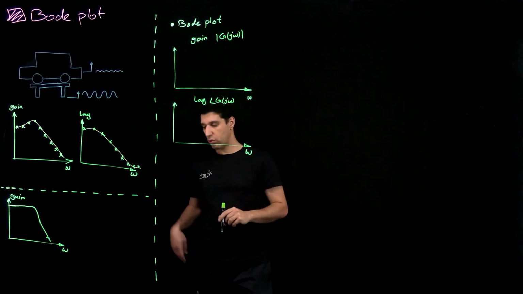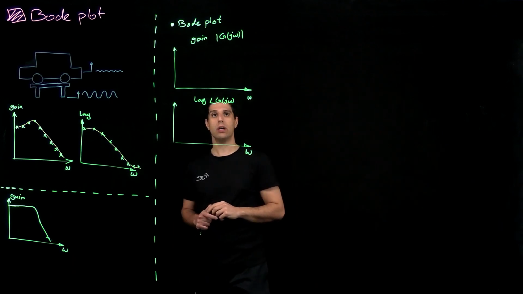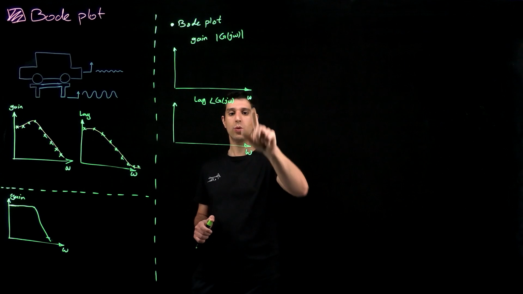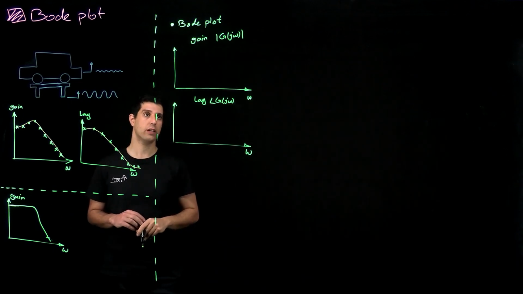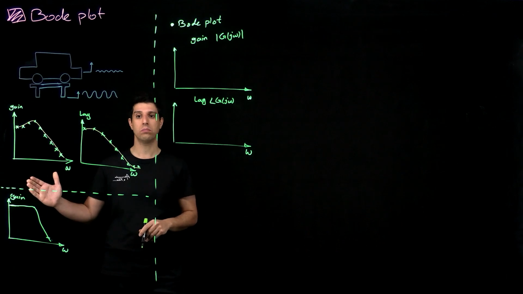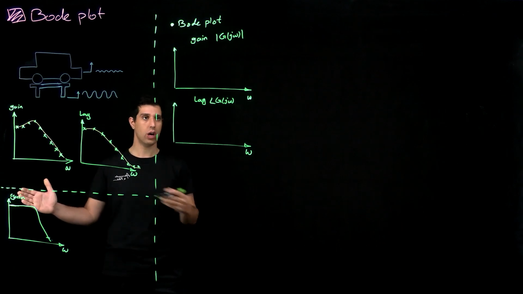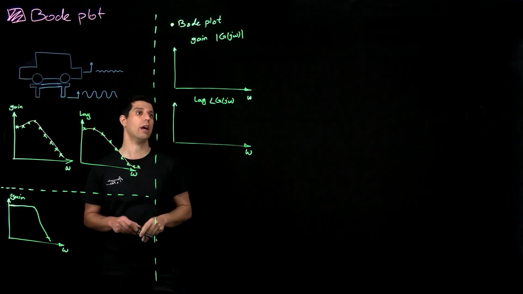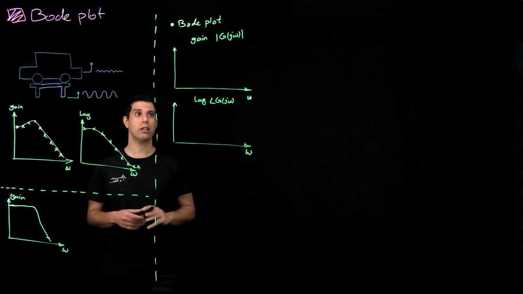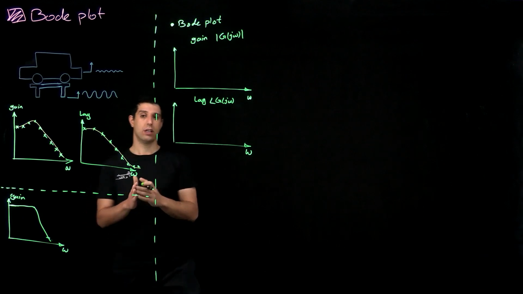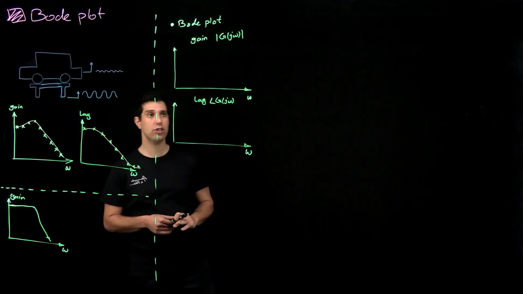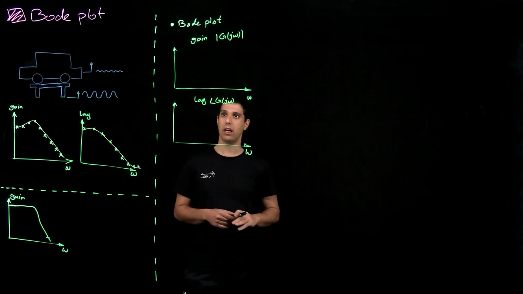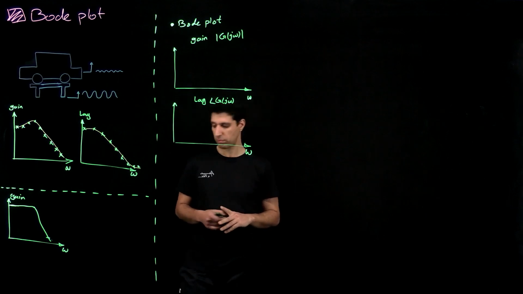One thing to mention here is that we are often working with very large ranges of frequency. So anything from close to 0 all the way to kilohertz, and depending on the application, megahertz. So representing this very, very large range in a linear scale is not very useful.